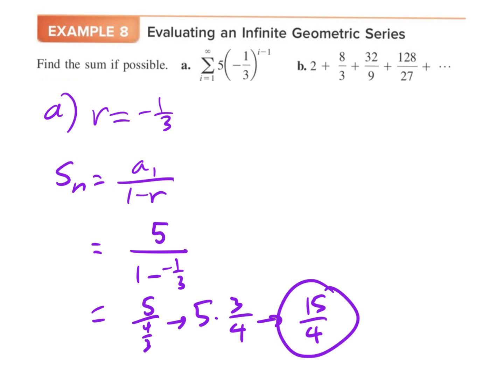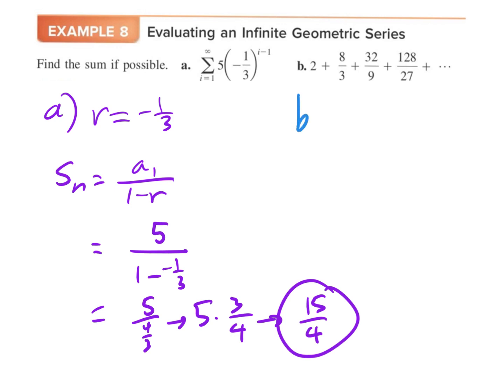And again, if you don't believe me, and you don't believe the book, just try plugging in some really big numbers for the power and see what happens to this. Which means, as you get to the end of all the numbers, you basically just start adding 0. And obviously when you just start adding 0, you're not increasing or decreasing the sum anymore. Okay? All right, let's talk about B.